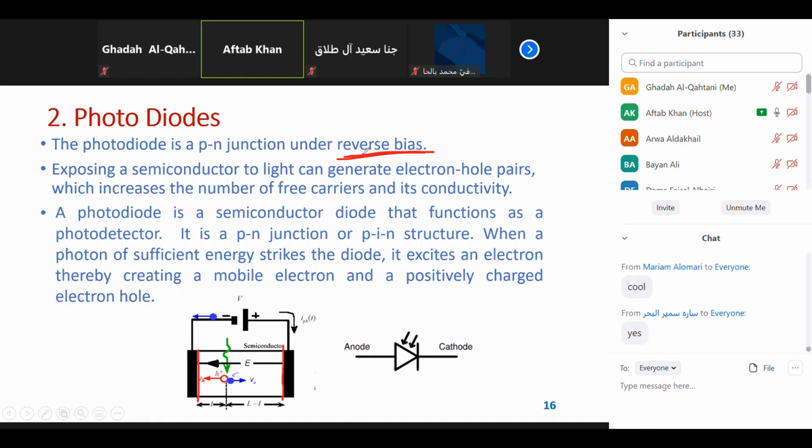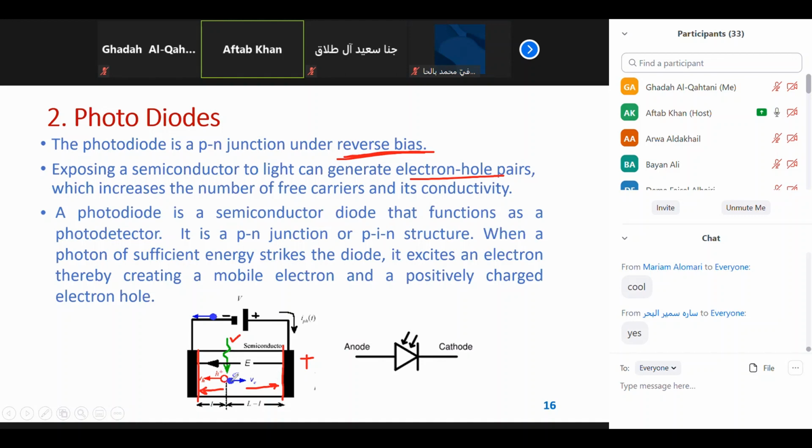This is an interesting thing, reverse bias. So the depletion region is more widened. When we apply reverse bias, the depletion region widens more. Exposing a semiconductor to light can generate electron-hole pairs. You can see green, this is the photon striking over there. It gives the energy, and what happened? An electron-hole pair is generated. This side is positively charged, so electrons start moving here, and the holes start moving toward the negative. That constitutes a current basically inside this one.